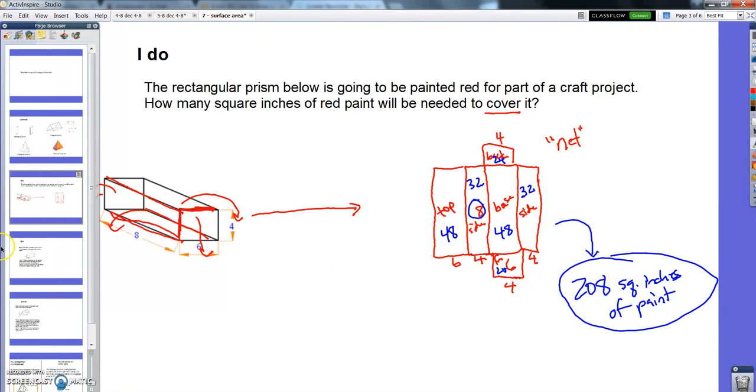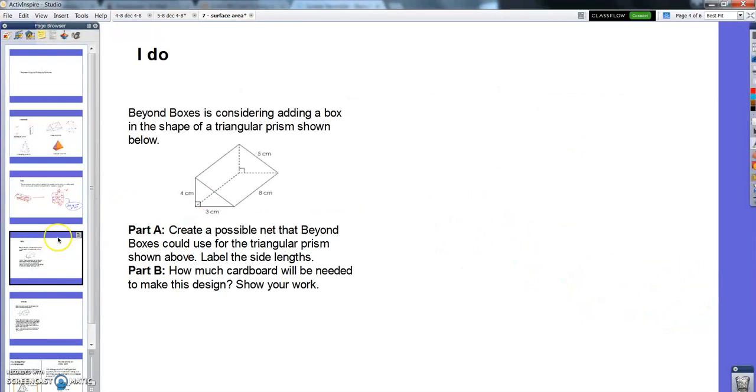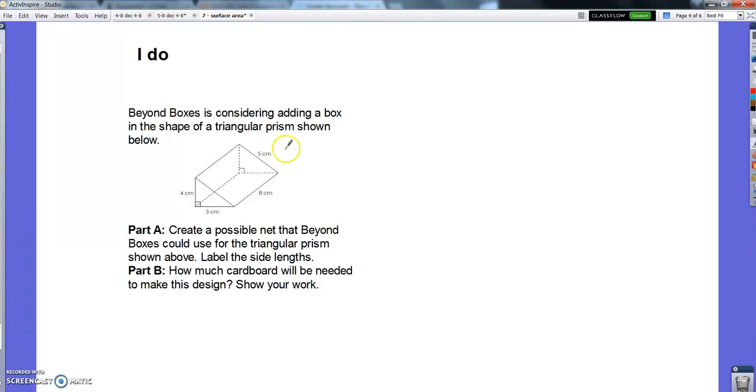All right, let me do another first. So I'm going to say this box company, Beyond Boxes, is considering making a box that looks like this. A triangular prism, triangle base, and 3 rectangles. So we're going to make its net, and then we're going to see how much cardboard it would take to make the box. So again, that's kind of an outside, how much cardboard. That's kind of another cover type question, and that's what you see a lot with surface area, is what you need to cover it.